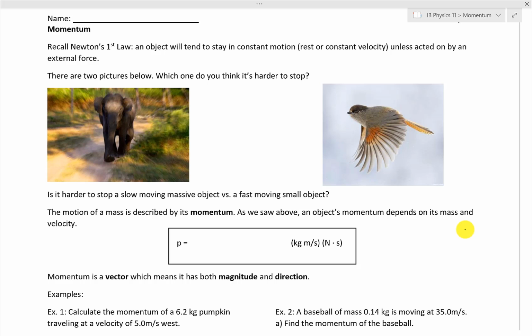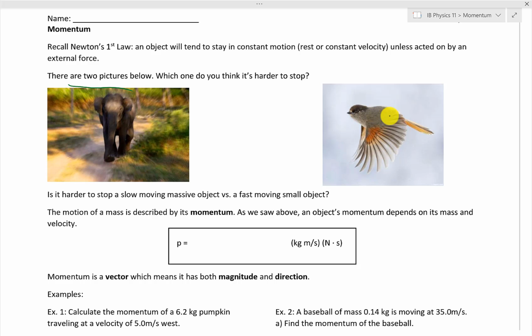In these two videos, we are going to talk about momentum. I want to start off with a question for us. Take a look at these two pictures. We got an elephant here, we got a little bird here. Which one do you think is harder to stop?